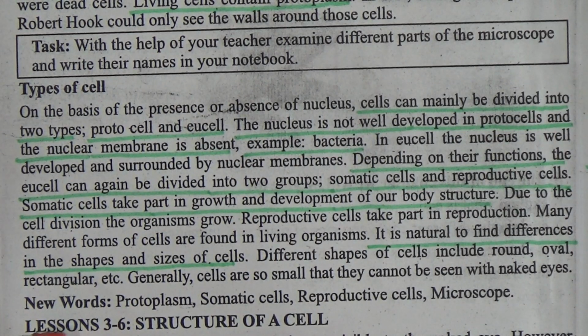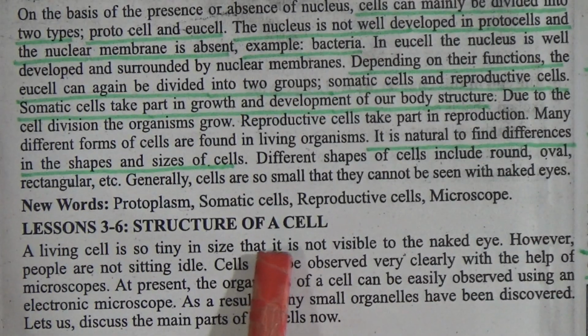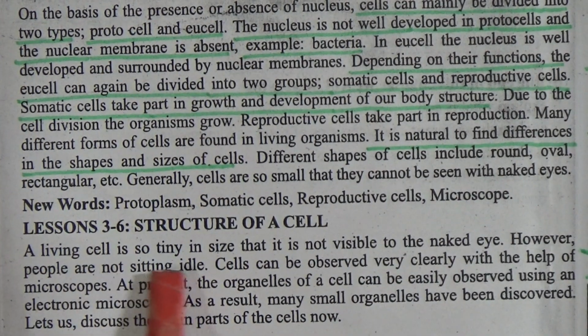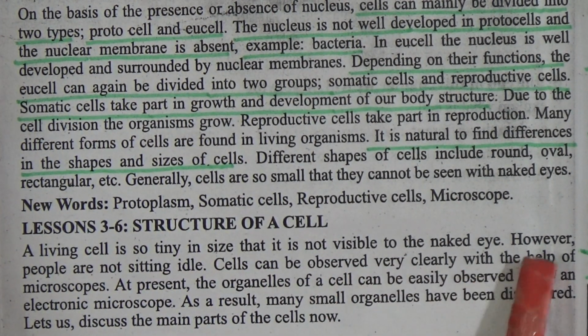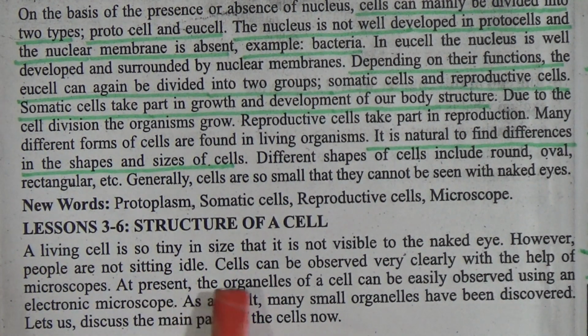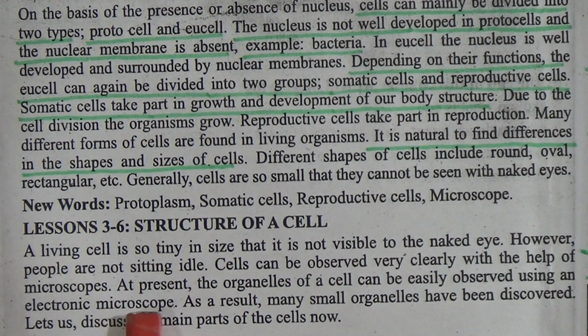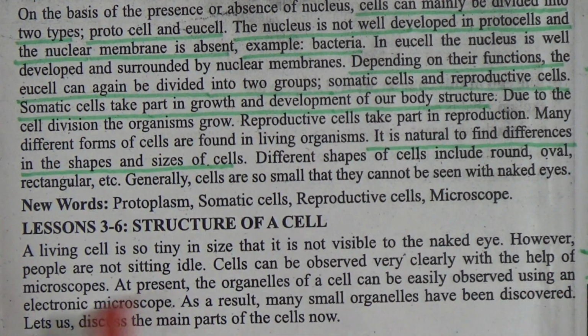Lesson number 3 to 6: structure of a cell. A living cell is so tiny that it is not visible to the naked eye. However, people are not sitting idle. Cells can be observed very clearly with the help of microscopes. At present, the organelles of a cell can be easily observed using an electron microscope. As a result, many small organelles have been discovered. Let us discuss the main parts of cells now.